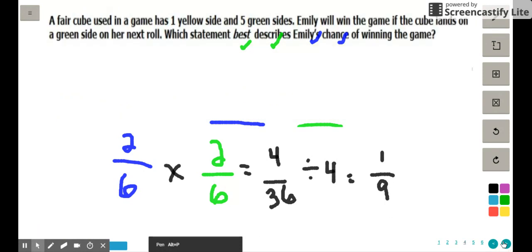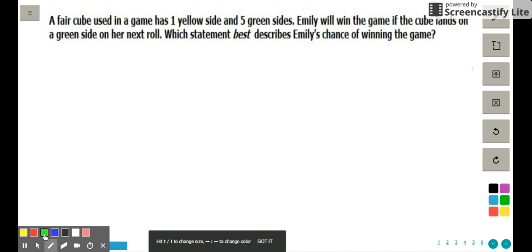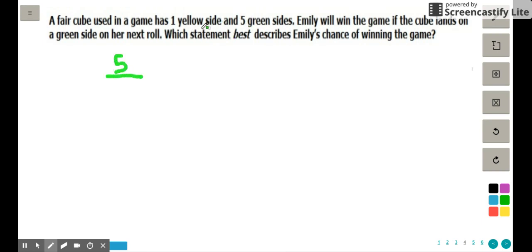Number 4. A fair cube used in a game has 1 yellow side and 5 green sides. Emily will win the game if the cube lands on a green side on her next roll. So what are the chances of Emily winning the game? Well, we want 5 green. She wants to get a green. And we have 6 total sides. 5 plus 1 is 6.